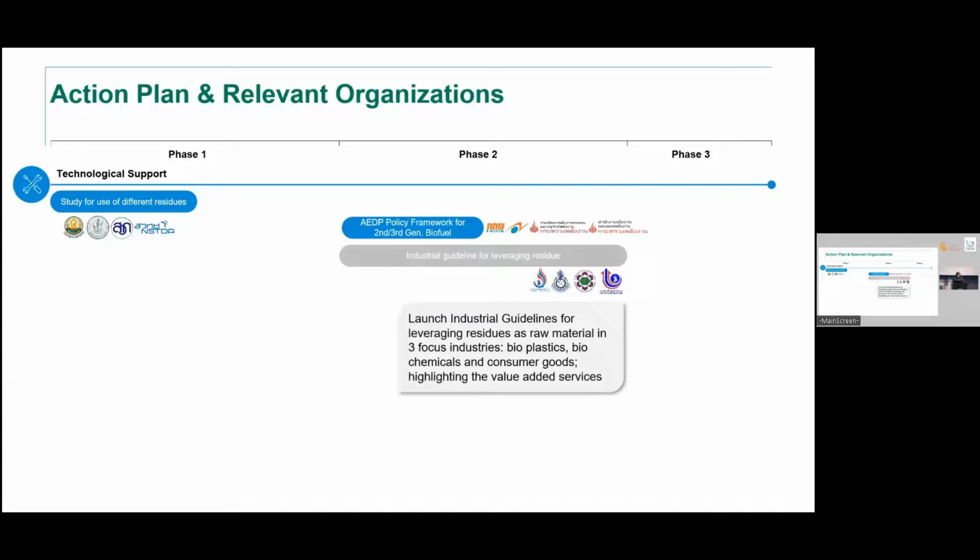The next action is focused on launching industrial guidelines for helping industries understand the technology implications and the feedstock specifications for using residues for three focus industries: bioplastics, biochemicals, and consumer goods. This guideline would focus on how value-added services can be created by diverting these residues into industrial use.